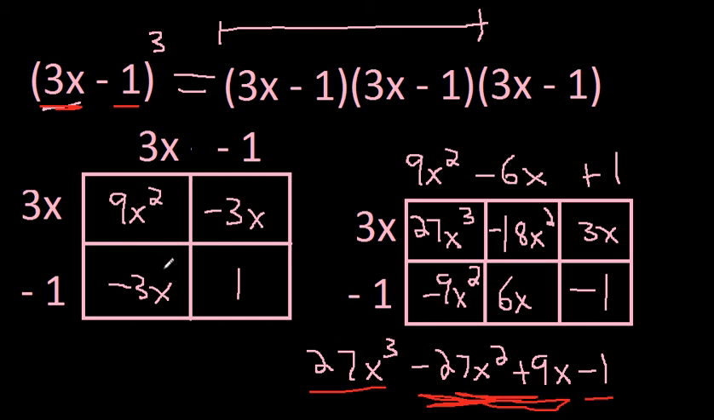And I used a grid to organize it, and you can see where everything came from. This is one factor of 3x minus 1 times the second factor. You get the product. This is the squared 3x minus 1. That's what it looks like when you expand it out. And then you multiply it by a third term of 3x minus 1 to finally get the full answer. And that's all you have to do.